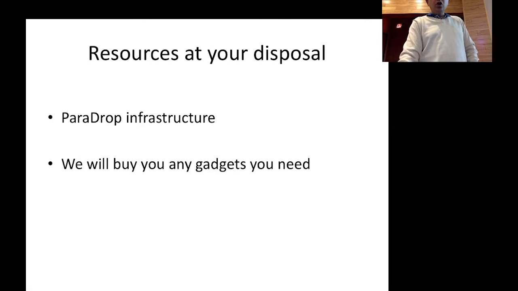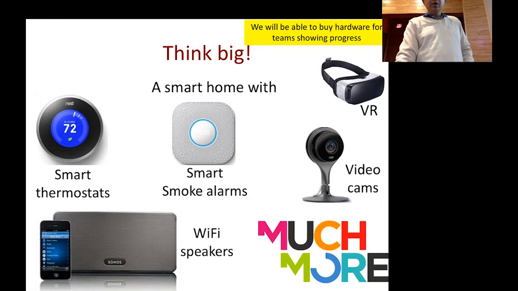Okay? So the resources that you will have at your disposal for this competition is the entire Paradrop infrastructure that I'll describe in the next 5 minutes. And we'll also cover the cost for you to buy any gadgets that are relevant to your project. So you have to define what your project is, anything you need, Nest thermostat, bunch of sensors, things you put in a car, cameras, all this stuff we'll buy, drones, and you have to justify, but in the end we want to see that you can put this all together and create an exciting application across any of these different domains. Okay? I want people to think big, okay?